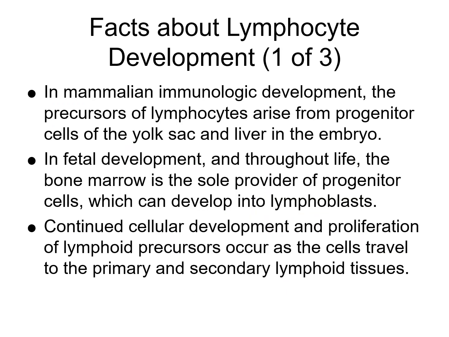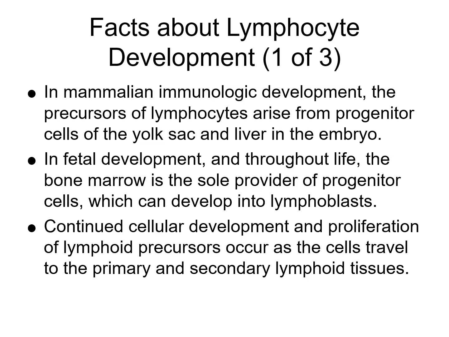During mammalian immunologic development, lymphocytes originate from progenitor or stem cells. In the early embryo, these precursor cells can arise from the yolk sac and embryonic liver. These early sites are responsible for producing the initial immune cell precursors.